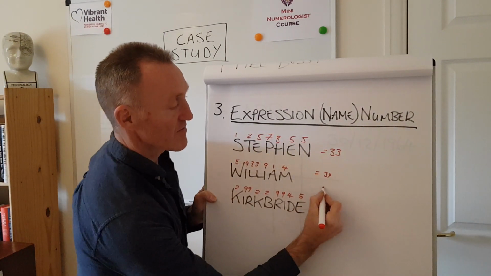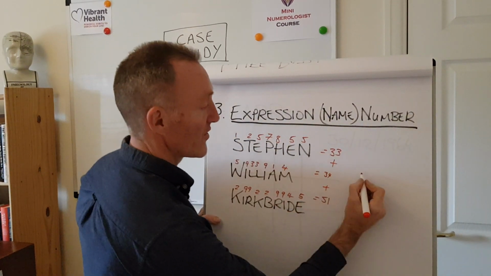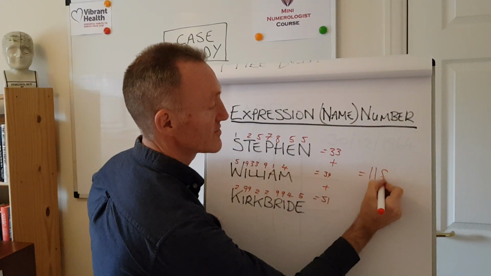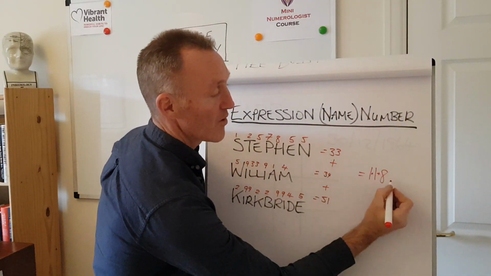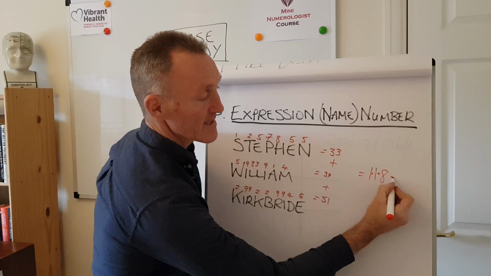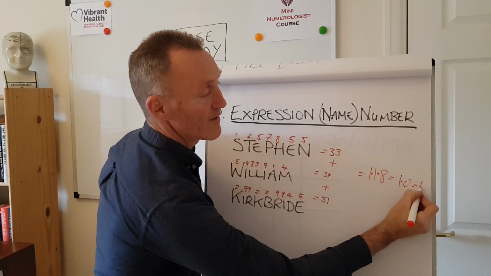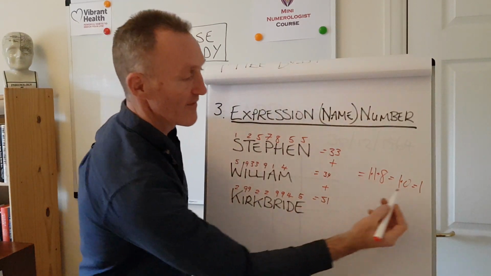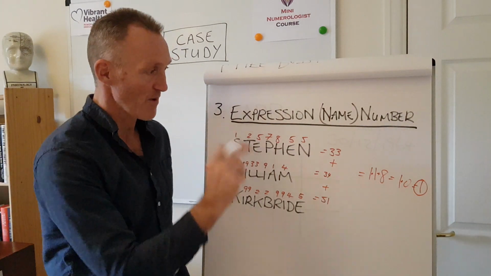Now if we add those three numbers, 33, 34 and 51, it equals 118. Okay, so we add 1 plus 1 plus 8 equals 10. And then 1 plus 0 equals 1. So reduce it down, it's a 1. So Stephen William Kirkbride, expression number is 1.